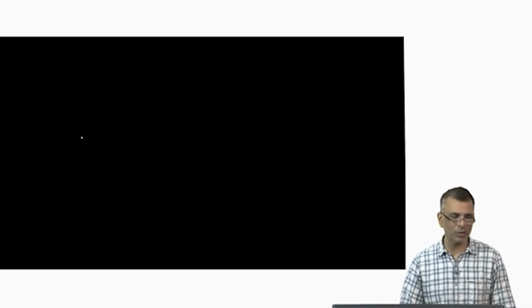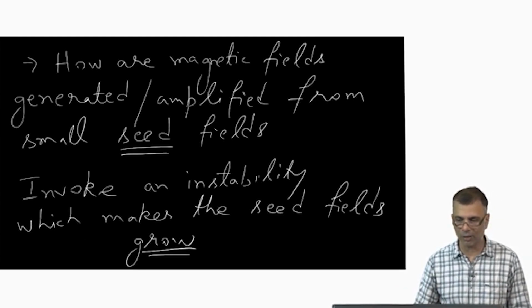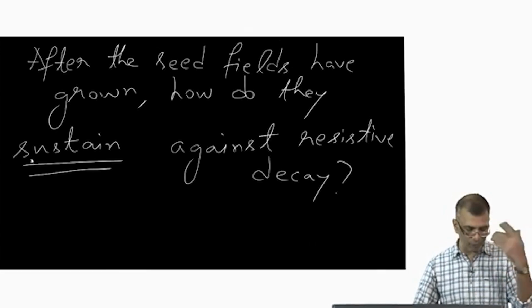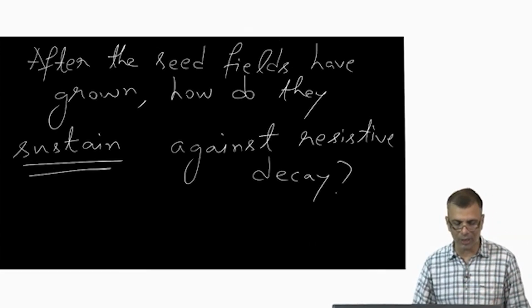But you have to wonder now, why did I suddenly start talking about dynamos and so on and so forth? Evidently, it has some connection with the alpha influx freezing theorem, right? So the most common approach to these two questions, how are magnetic fields generated or amplified from the small seed fields, and having amplified them, how do they sustain against resistive decay? The most common approach is what's called a kinetic dynamo.